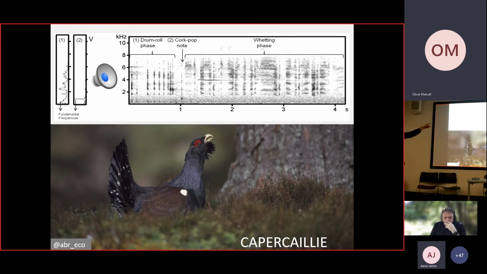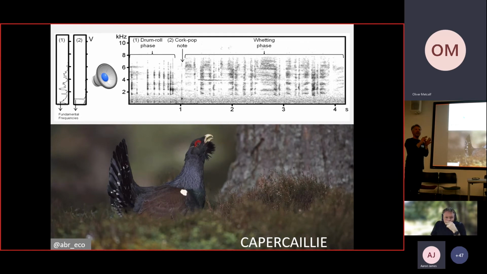And the cork pop note is really important for Kappa-Cayley breeding, and one of my favourite papers ever in northern Spain looked at recordings from individual Kappa-Cayleys with a gun mic, recorded Kappa-Cayley A and Kappa-Cayley B, the males, looked at the frequency of the call that they produced, and that was related to the size and the fitness of these males. Basically, the fitter that the birds were in breeding terms, the lower frequency the note was.